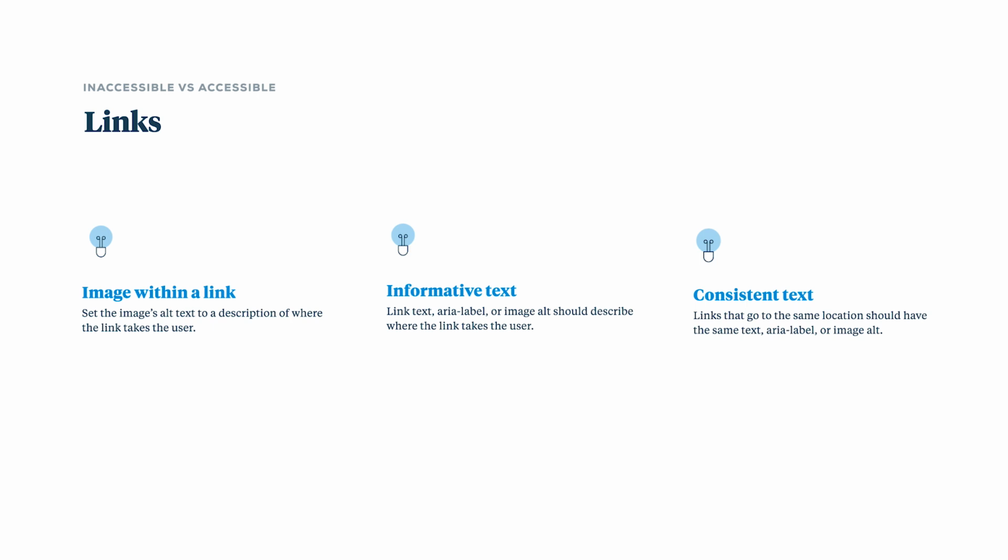Next, we have consistent text. So I didn't have an example for this one, but if you had, for example, a link on a page that said, get in touch with us, and it goes to your contact page, and then a link on a different page that says, contact us, that goes to your contact page, that could be confusing for a screen reader to have two different link texts that go to the same place. So you should always try to put an ARIA label on there that has consistent text so that screen reader users know that they're being taken to the same place.